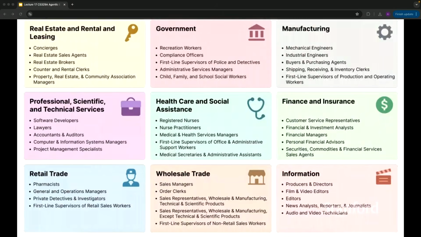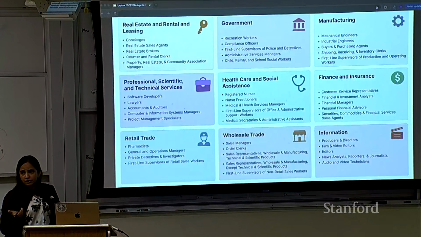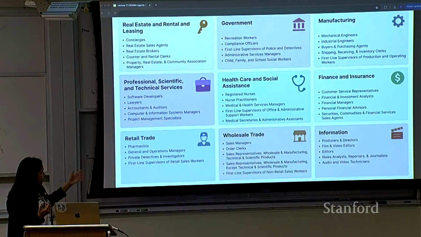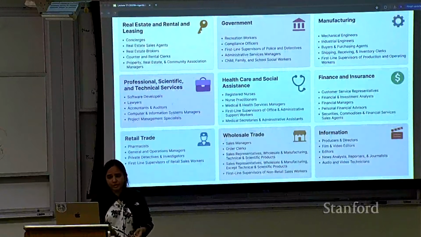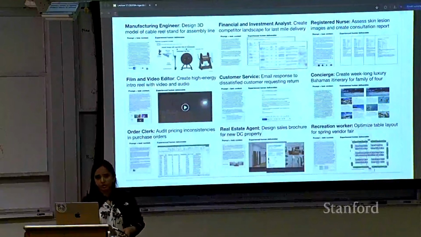You will see here that the professions used for task suite design are pretty broad ranging. It goes anywhere from real estate, where you take a broad range of tasks, to government, manufacturing, professional, scientific, and technical services, healthcare, finance, retail, wholesale, and information, including film and video editors. So it's a pretty broad range of tasks, and given the models have become multimodal, this does make sense. The models will not be good at all of these tasks. They will only be good at some of them, of course.